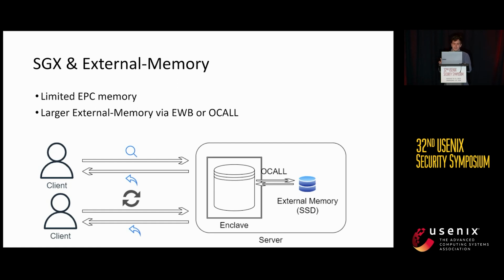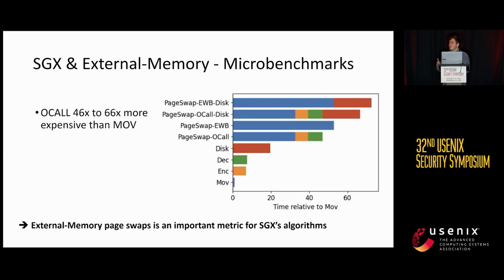SGX has a limited amount of EPC-protected memory, and to access external memory outside of the enclave, we can let the operating system swap pages for us using the EWB instruction, or we can manually encrypt pages that we want to move out of the enclave and use OCALLs to do that. We actually started by doing some micro benchmarks, and we found out that OCALL was slightly more efficient than EWB, but more interesting, OCALL was 46 to 60 times more expensive than just moving pages inside of the enclave.